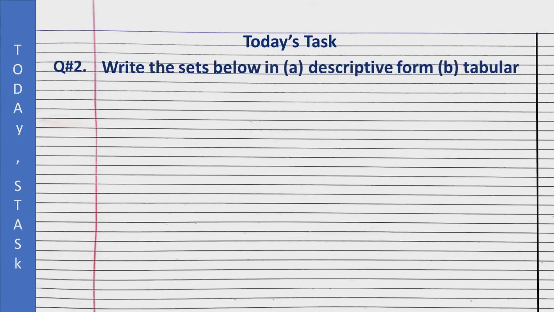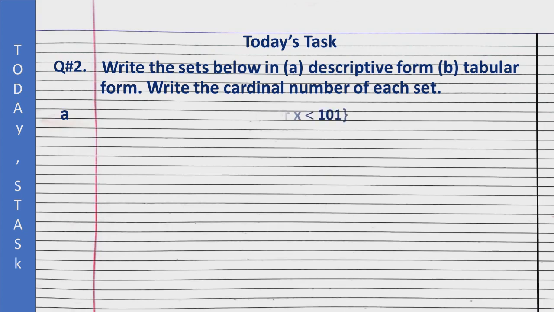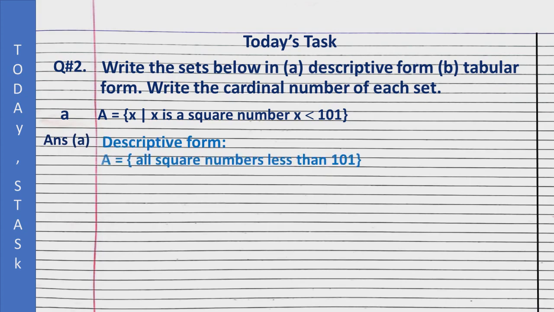Let's start question number 2. Write the sets below in descriptive form, tabular form and write the cardinal number of each set. Let's start part A of question number 2. Set A is equal to x such that x is a square number and x less than 101. So dear students, do you know in which form this set is given? Yes, I hope all of you know that this set is given in set builder form. So first of all, write the answer in descriptive form. A is equal to all square numbers less than 101.